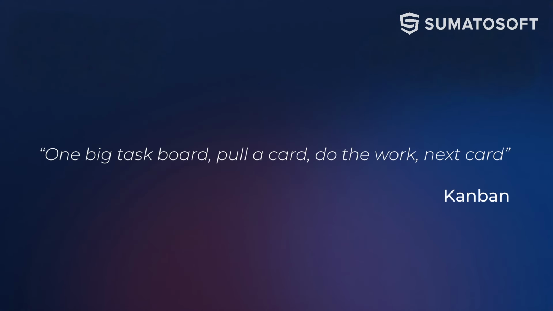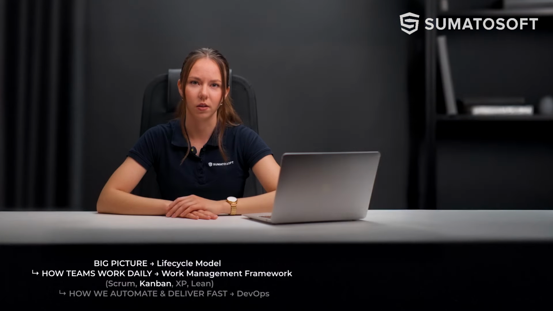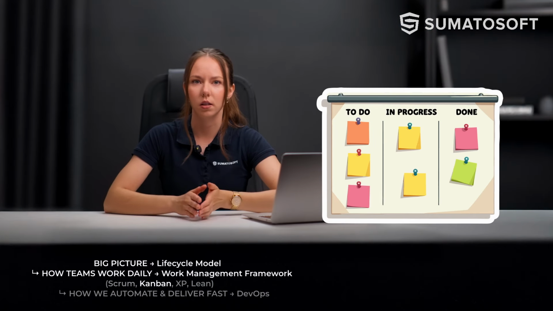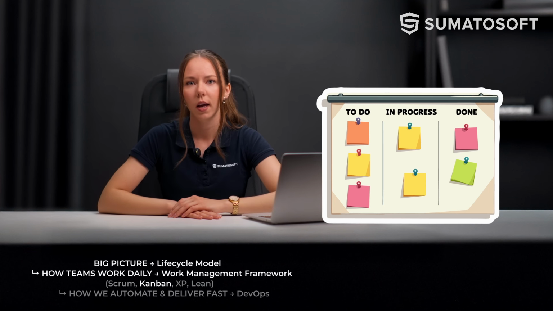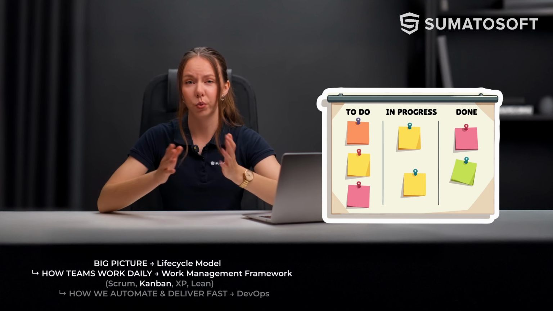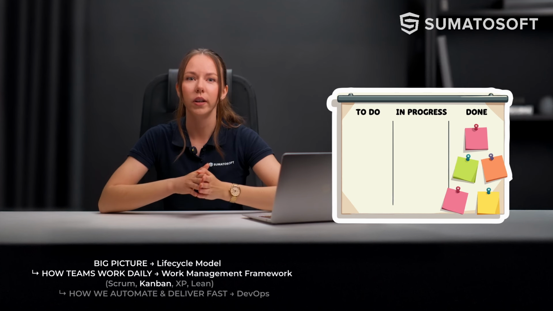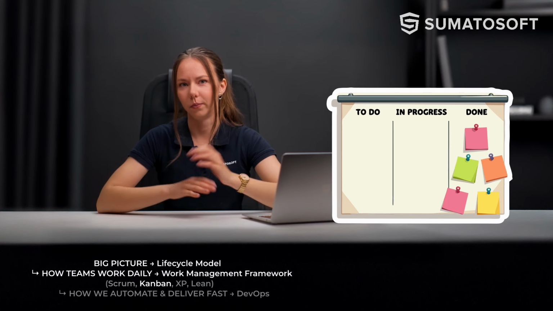Kanban has no sprints, no clock. Just a big board with tasks and statuses. To do, doing, testing, done. Each crew member picks a task, finishes it, and picks another. The project is considered finished when all tasks are in the Done column.